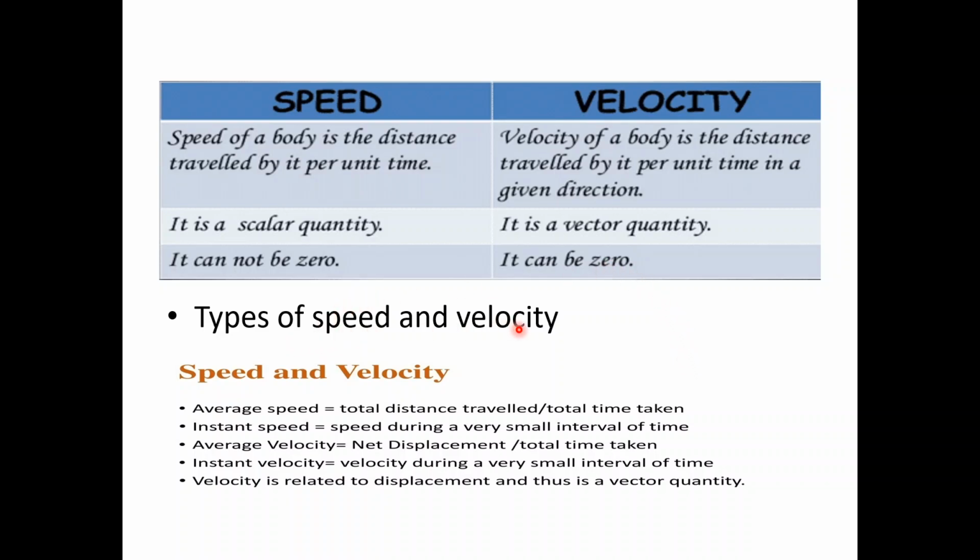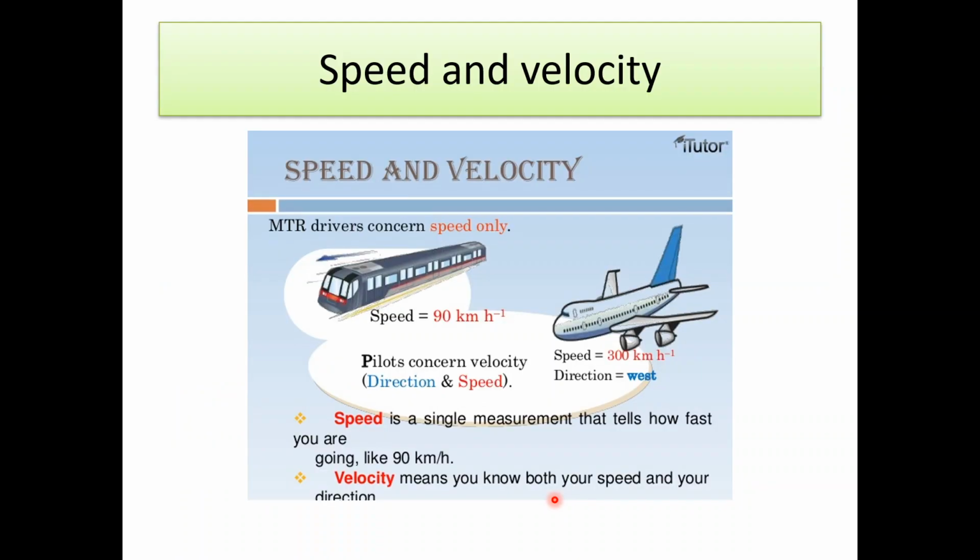Now, types of speed and velocity. Average speed is total distance by total time taken. Instantaneous speed is the speed during a very small interval of time. At 12 o'clock the car is at 40 km/h, so it is instantaneous speed. Average velocity is the net displacement upon total time taken. Instantaneous velocity is the velocity during a very small interval of time.